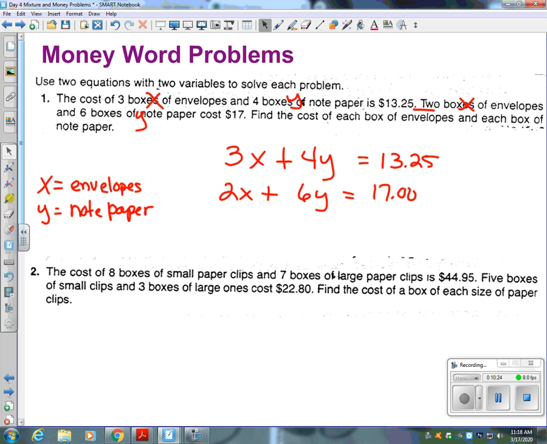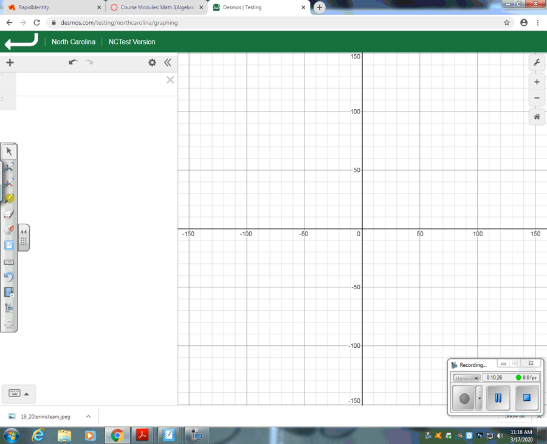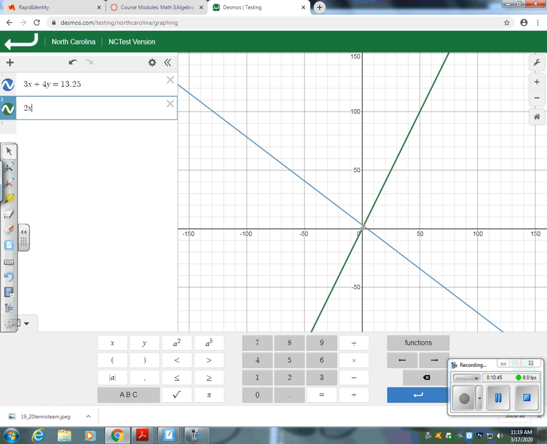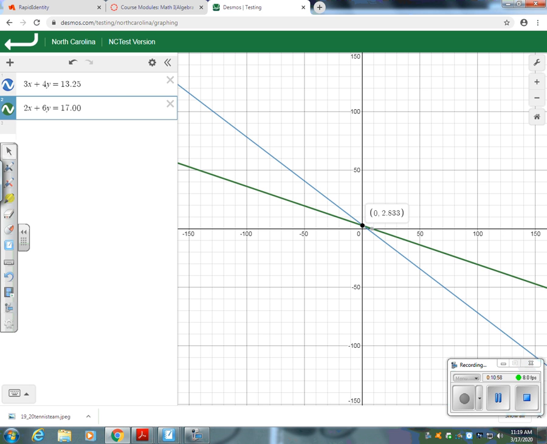We go straight to our Desmos, clear out what I did a few minutes ago, and we're going to bring it up as 3x plus 4y is equal to $13.25. Go down to the next line, which is 2x plus 6y equals $17. So now, like usual, we're going to find our intersection.